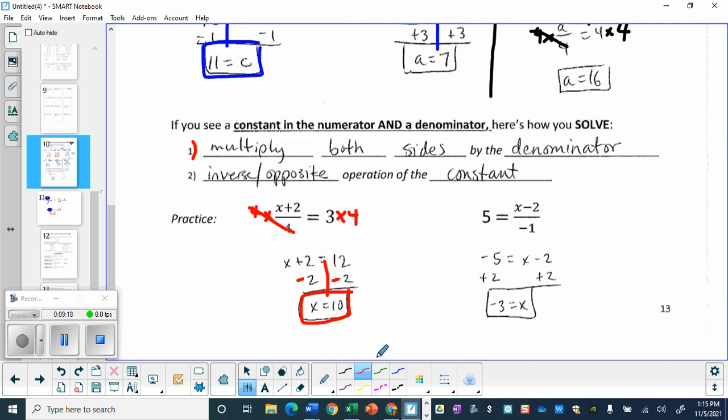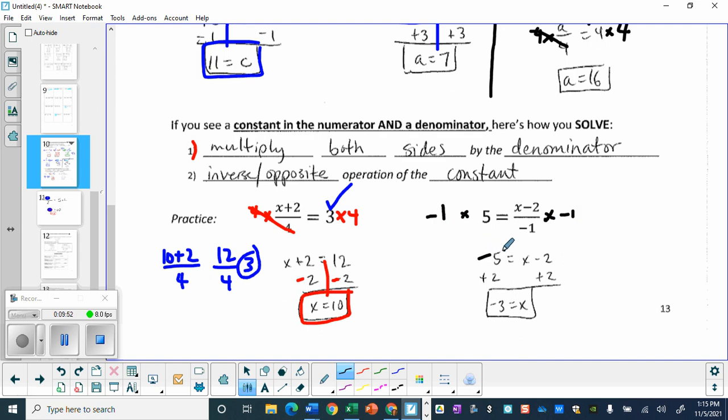To check, we're going to plug it in right here and say, okay, if I have 10 plus 2 and divide that answer by 4, well, that'd be a 12 divided by 4, which is a 3, and that is exactly what we said it should be, so we know we're good to go. We got the same answer. All right, so once again, if you look at a problem and you see a constant in your numerator, and then you also have a denominator, the first step is to multiply both sides by the denominator.